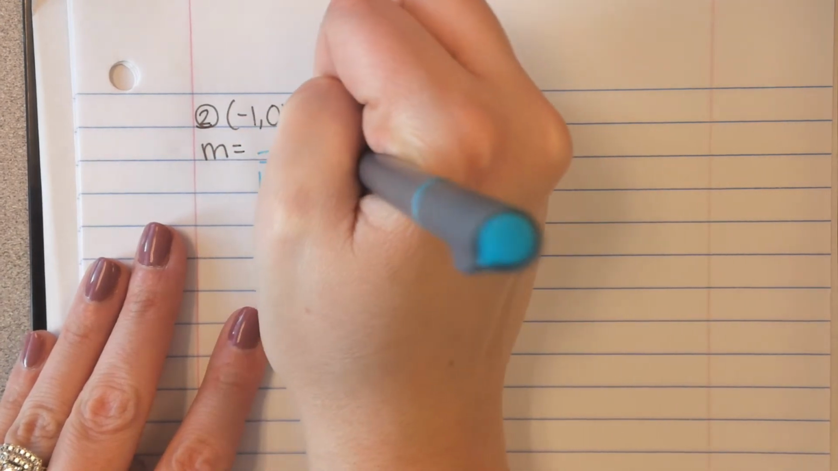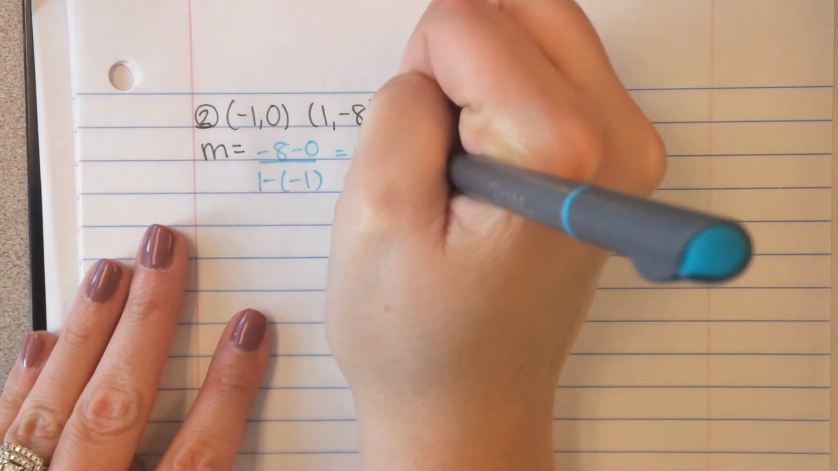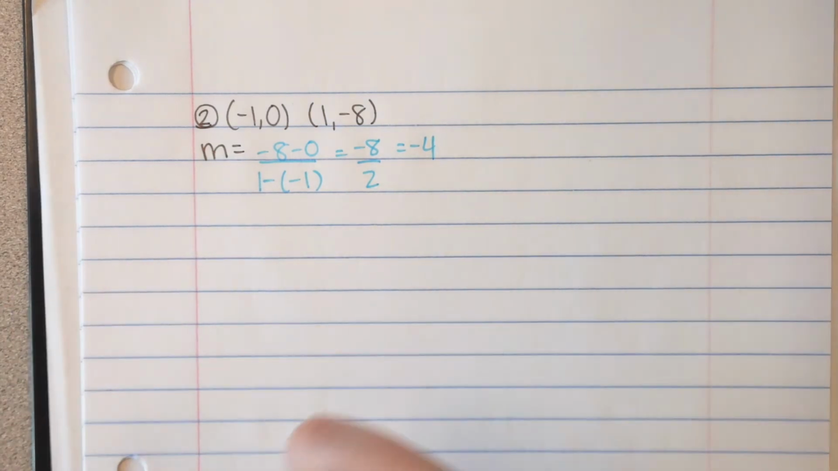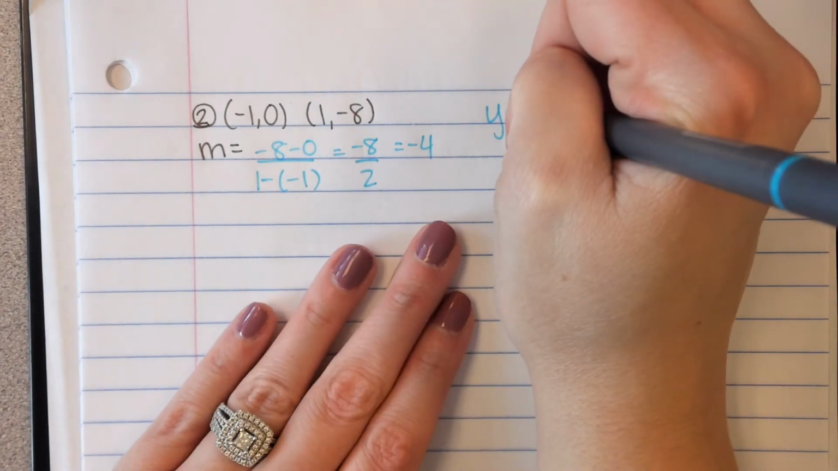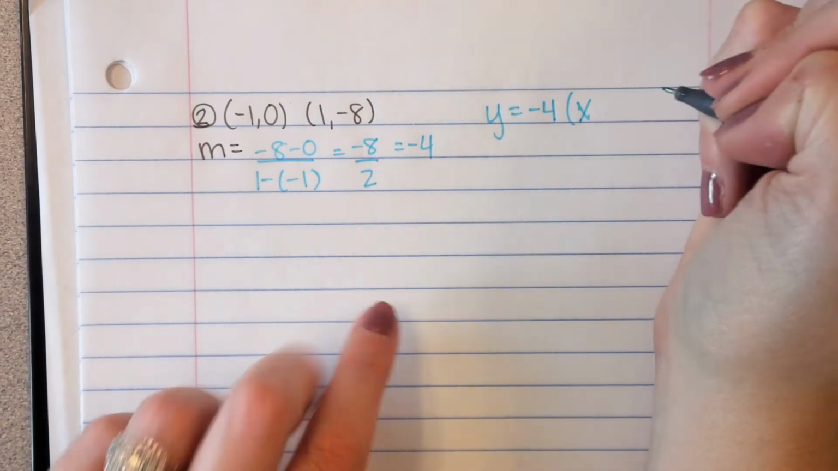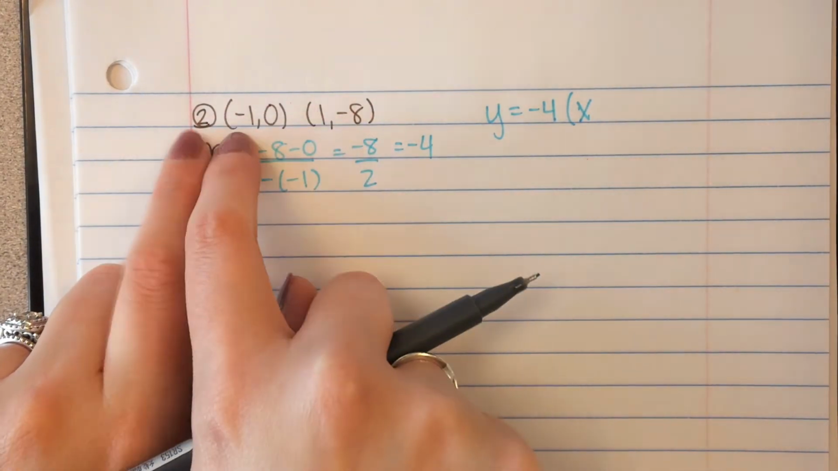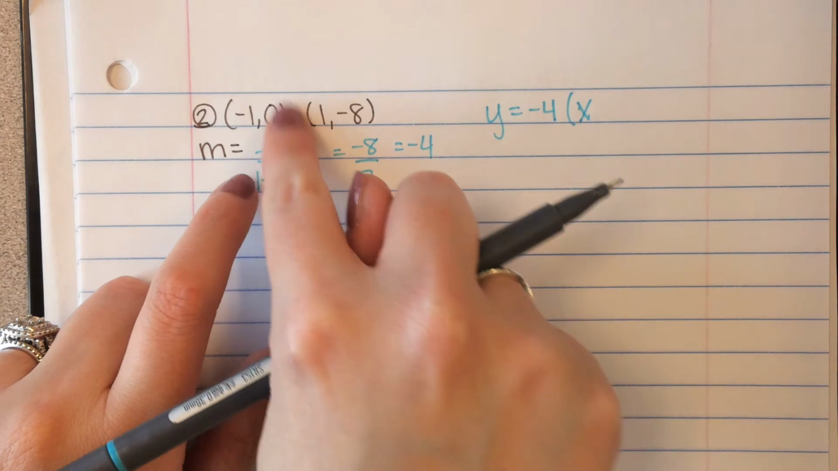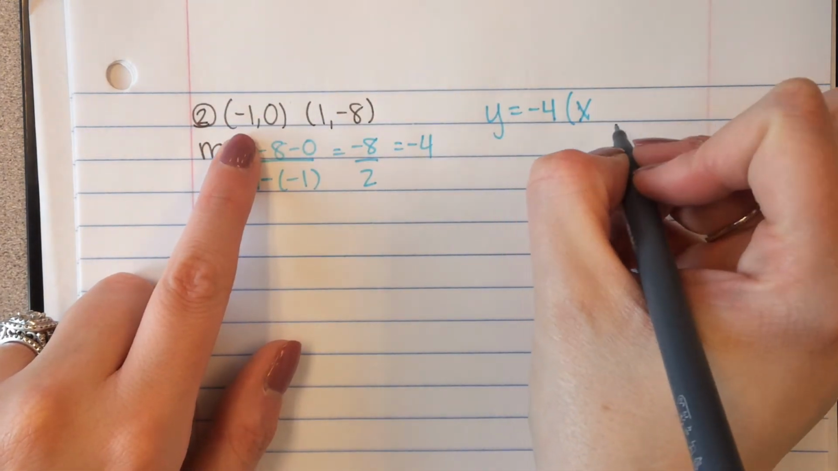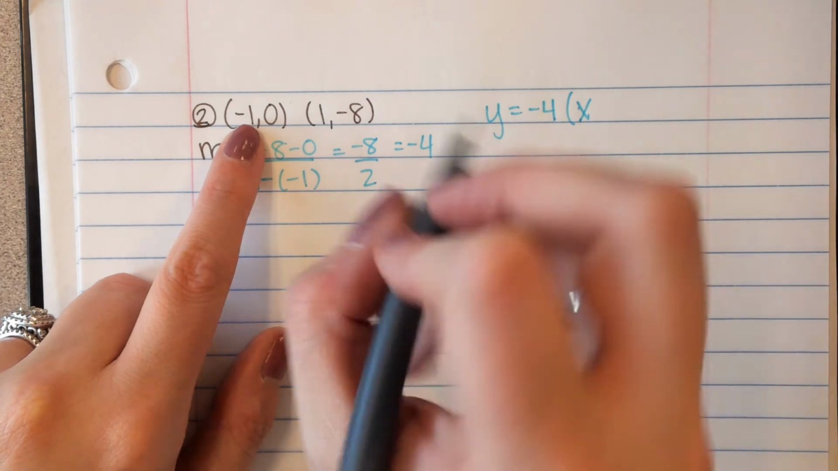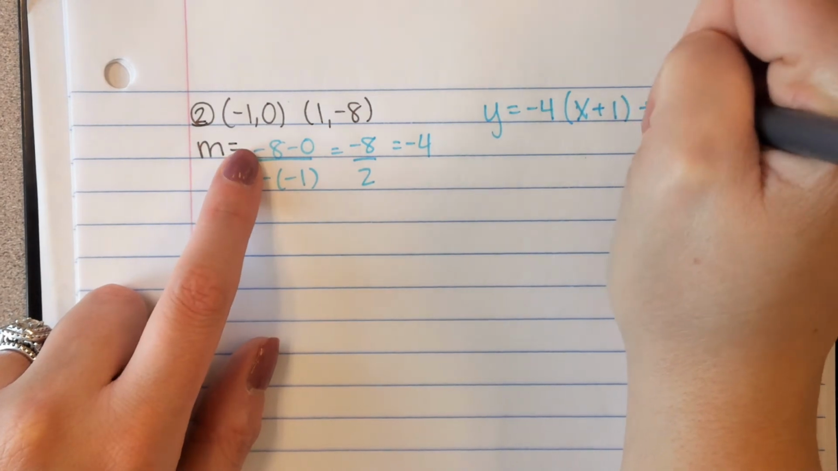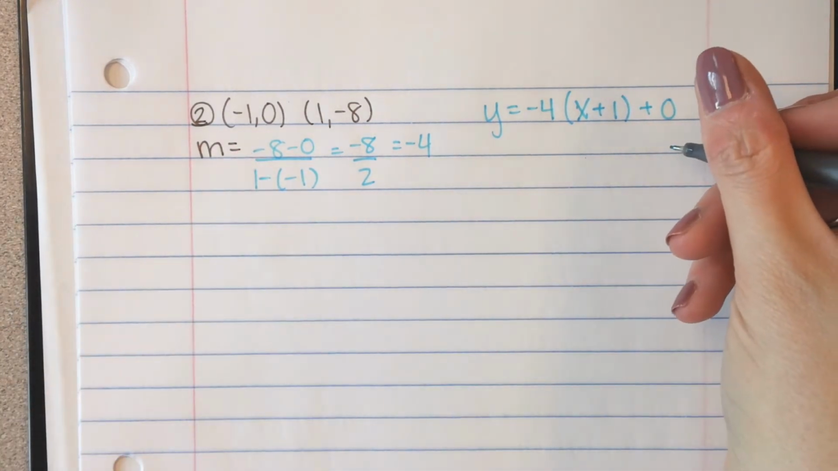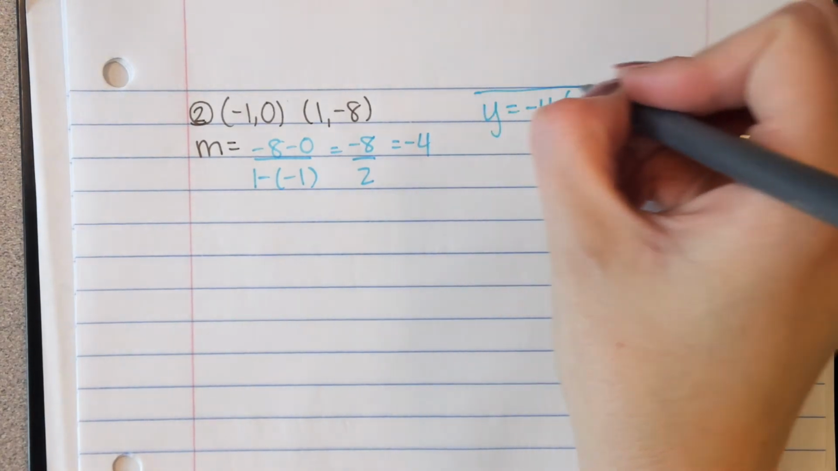So -8 minus 0, 1 minus a -1, so that's -8 over 2, which gives me a -4. Okay, so now I'm going to plug it back into my point-slope form. So y equals our slope is -4. In parentheses, x, you can choose either one of these. I'm going to use this one because that 0 just makes things a little easier. So we have x and the opposite of the x value. Remember, you can't trust an x. So it's not a -1, it's going to be a +1. And then plus 0. We know 0 means nothing, so you can mark that out.